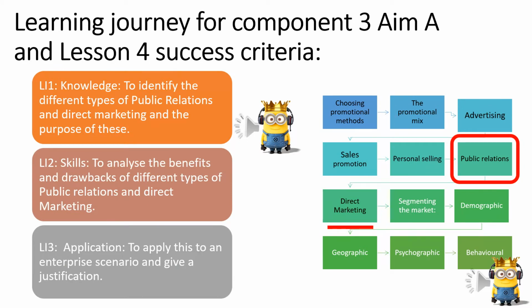The learning intentions for today's lesson are to identify the different types of public relations and direct marketing and the purpose of these, to analyse the benefits and drawbacks of different types of public relation and direct marketing, and to apply this to an enterprise scenario and give a justification. The last two types of promotion for component 3 aim A, which are public relations and direct marketing.